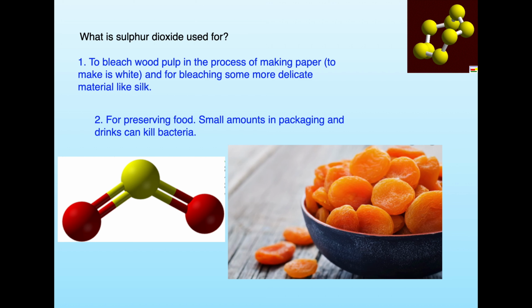If you put a small amount in the packaging and in drinks, just a small amount, it kills bacteria and it stops bacteria from thriving, from developing within the food. A classic place to put sulfur dioxide is in plastic containers that contain dried fruits, and so it's a sealed container and it stops the dried fruits from going off over time. This is sulfur dioxide. 1 sulfur, 2 oxygens.